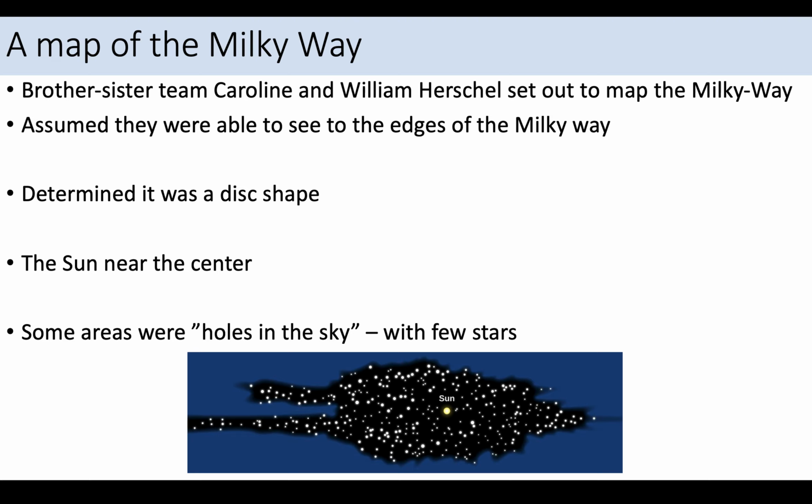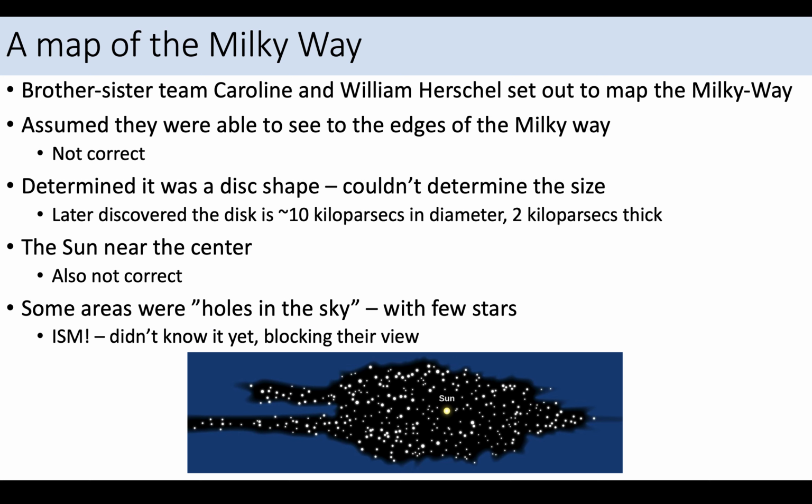They determined that the Milky Way is a disk shape. They also said that the sun is in the center and that there are some areas that they considered holes in the sky that have very few stars. They did a very good job for what they had and were able to do for the start of studying our Milky Way, but we've made some corrections. They could not see the edges of the Milky Way. They assumed that they could see the whole thing, but definitely they could not. They were correct that the Milky Way is a disc shape, but they couldn't say much about the size.